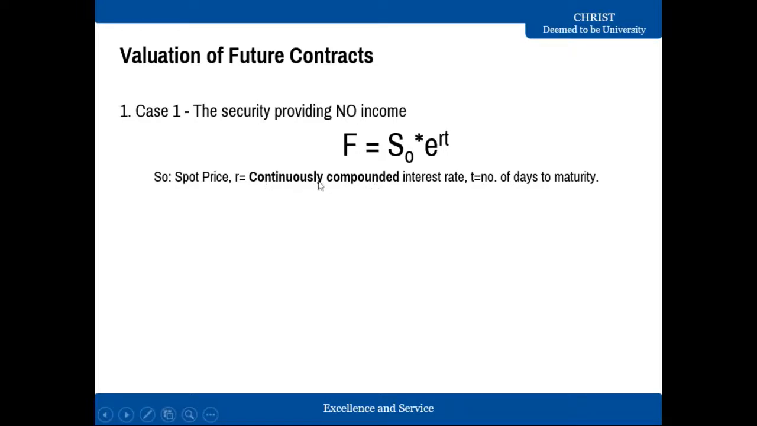That is the assumption in this model: the interest rate, or the risk-free rate of return, that you take will be continuously compounded. That is, interest on interest over the period of time. T is the number of days to maturity. How many days are left for the maturity of that particular futures contract? You take it here and calculate the future value.